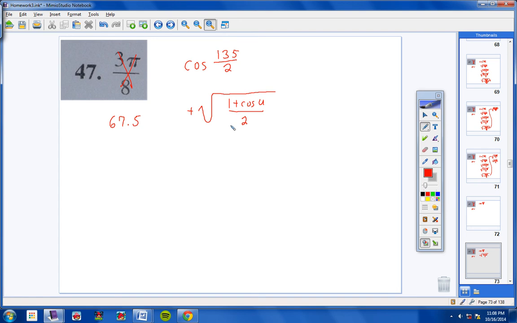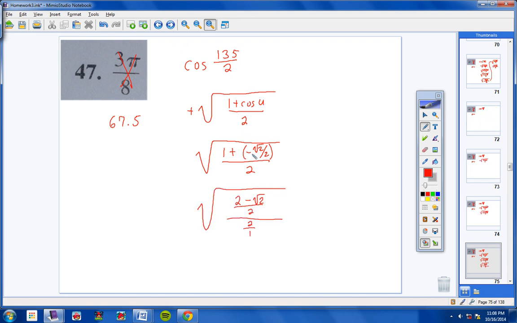Next, I'm going to realize for u I put 135. So 135. And then I take the cosine of 135 and I get negative square root of 2 over 2. Now this time it's a little different. Instead of having minus minus, I have plus minus. Okay, so next this 1 is going to become 2 over 2.